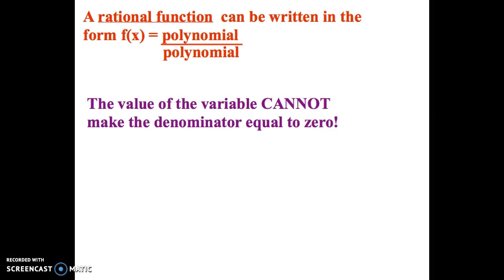A very key thing when we're dealing with rational functions is the value of the variable cannot make the denominator equal to 0. Because remember, if you try to divide something by 0, like 7 divided by 0, that's undefined, cannot be done. Okay, so we cannot make the denominator equal to 0.